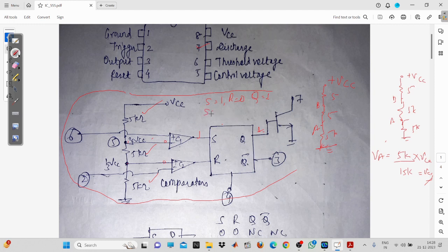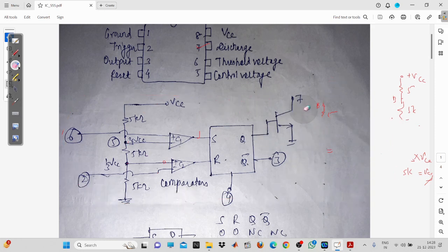Now the second case: when S equals 0 and R equals 1, then Q equals 0 and Q bar equals 1. These are the complementary outputs. We don't have to do anything about it. So I think we'll be using only two states: when S equals 1, R equals 0, and when S equals 0, R equals 1. With this, we'll try to study the different types of multivibrators, or you can say the IC 555.